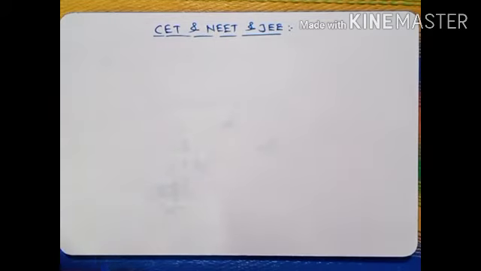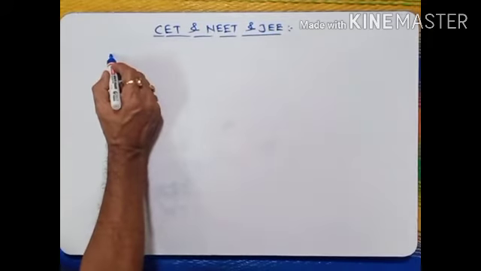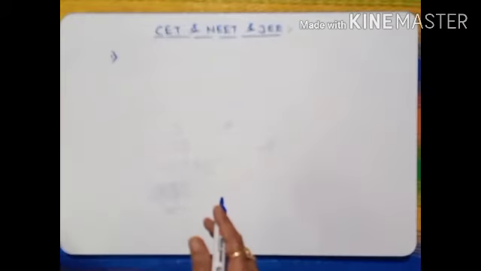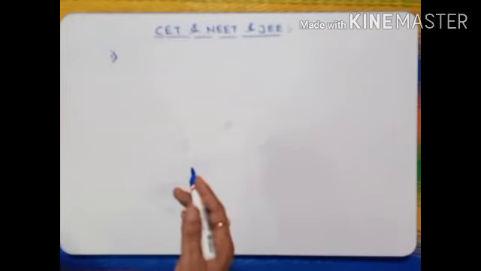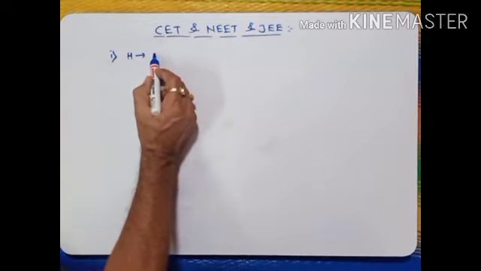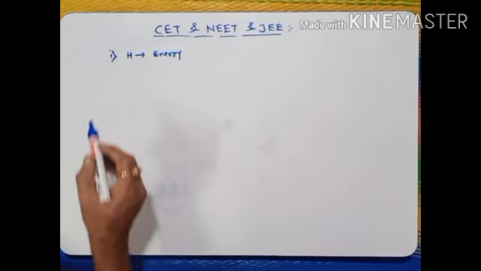Suppose here we consider thermodynamics. Here we can see the first point. It is the branch of physics which deals with the conversion of heat into other forms of energy, and here we can see the heat converted into different forms of energy. This is about thermodynamics.